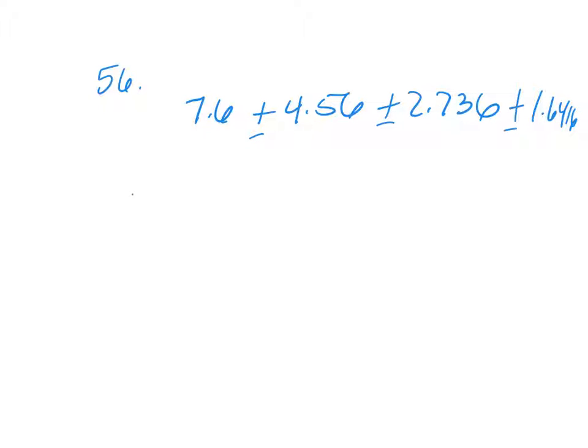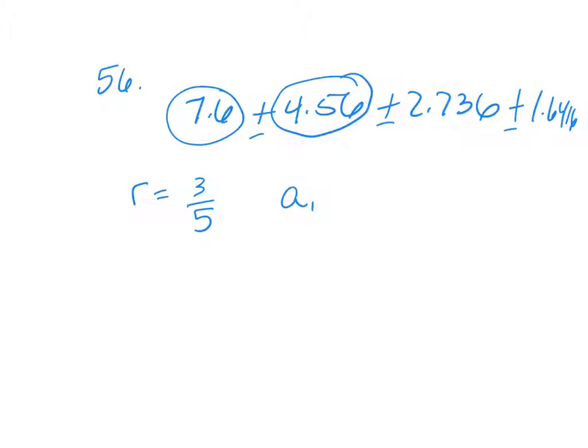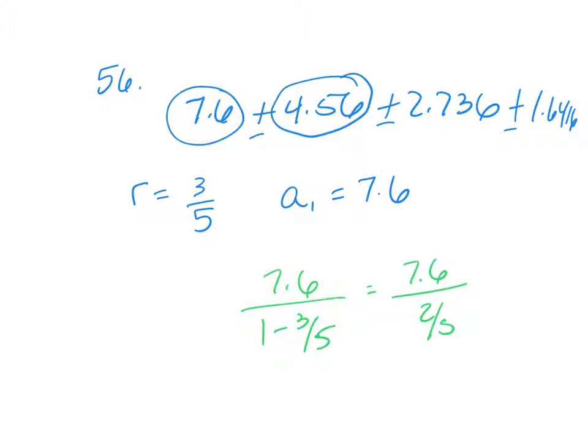So to find R, we take any guy and divide him by the guy before him. So what is 4.56 divided by 7.6? So R is 3/5. And A1 is the first guy. So we have the formula. And the formula is A1 over 1 minus 3/5, which is 7.6 divided by 2/5. You can put that in your calculator, and what do you get? The answer is 19, and that is correct.